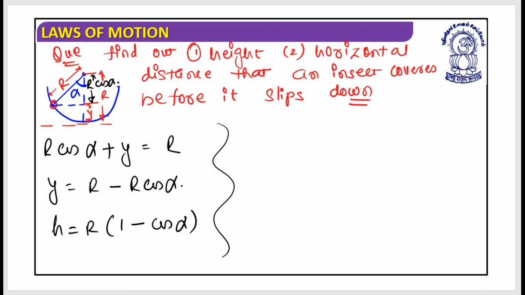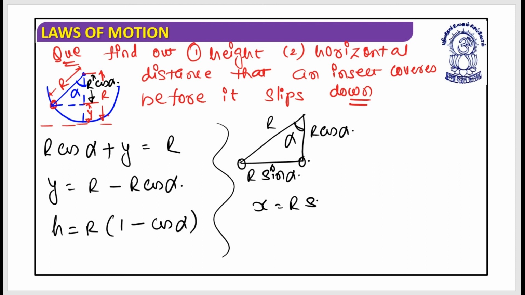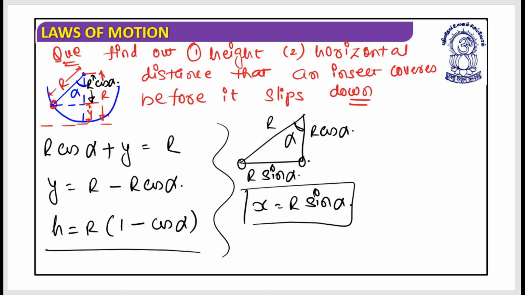So this is the vertical distance that the insect is able to cover. Now let's talk about the horizontal displacement. This was the situation. This is alpha, this is r cos alpha, this is r. So this is r sine alpha. So x could be written as r sine alpha. This is the vertical displacement and this is the horizontal displacement. Is it clear?